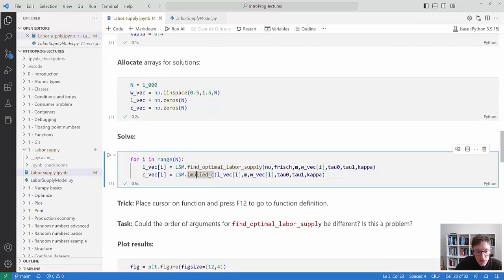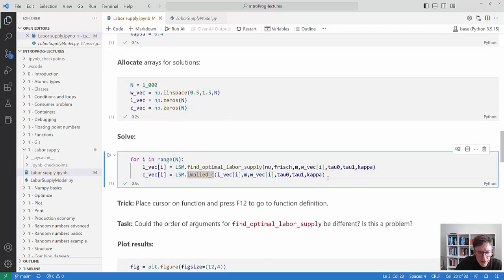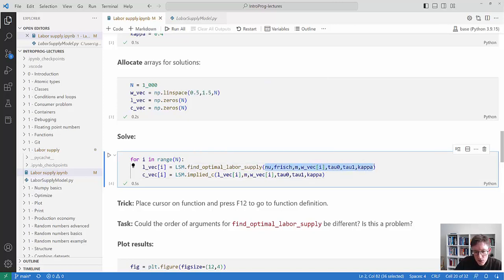So we have called the function, so we have found the solutions. But one thing that's a good thing to think about here is, what about the order of the arguments? It's clear that we need all the arguments to find the optimal choice, because they all affect the choice in one way or another. But why in this exact order? Could this order be different? Or would that be a problem? Try to think about that for a minute.